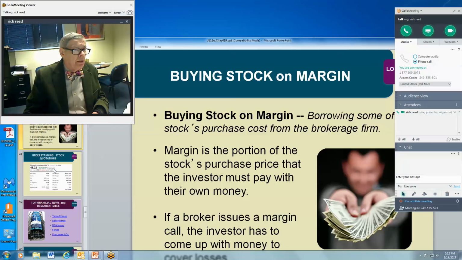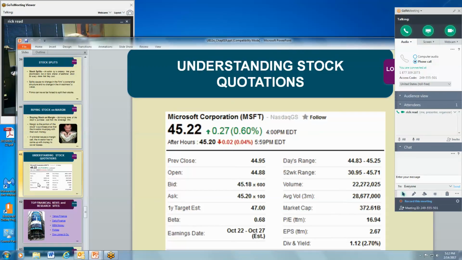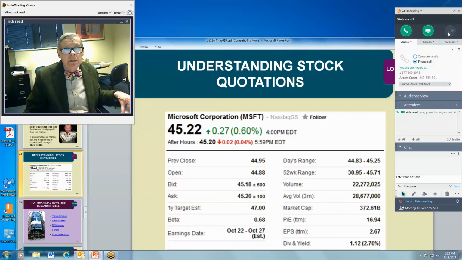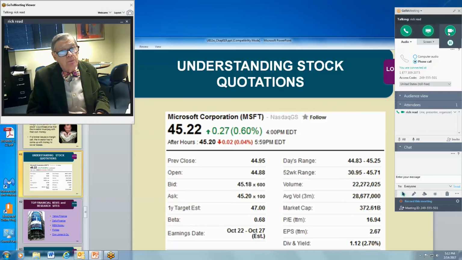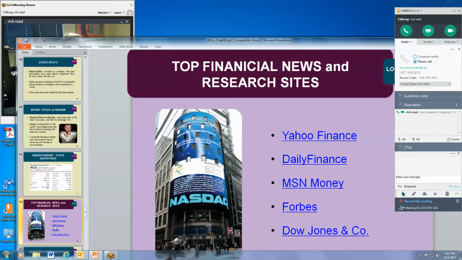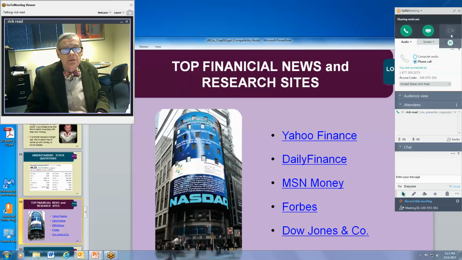This particular slide gives you understanding stock quotations. It is very simple for you to read. It is in figure 19.4 in the text at the bottom of page 547, and I'm not going to go through it for you. It's very, very easy to read. These are financial news and research sites. Again, not something that I'm going to discuss.